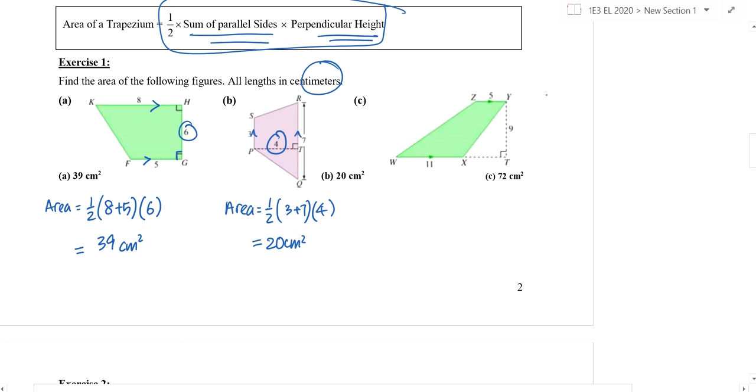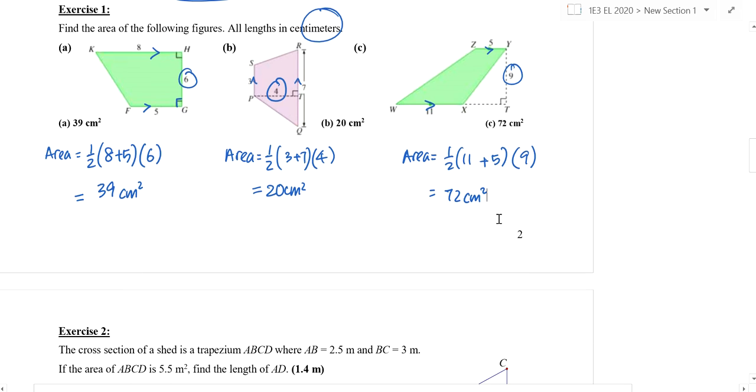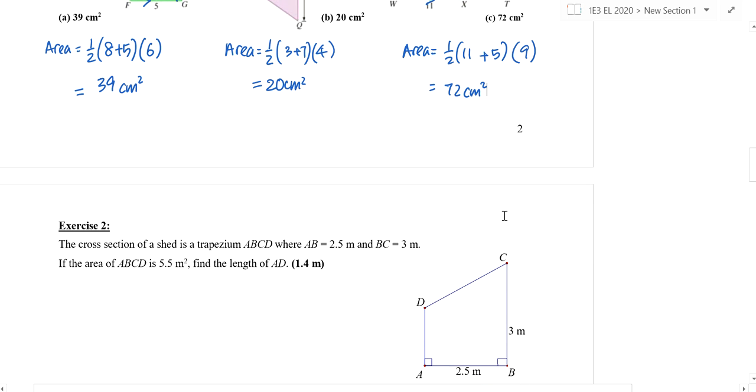The final trapezium, area is half times the sum of the parallel sides, 11 plus 5, multiplied by the perpendicular height. Again, just like in triangles, just like in parallelograms, the perpendicular height may fall outside of the trapezium, resulting in 72 square centimeters. These are questions on direct applications for the area.